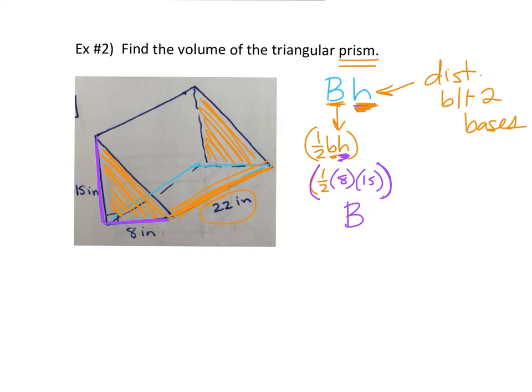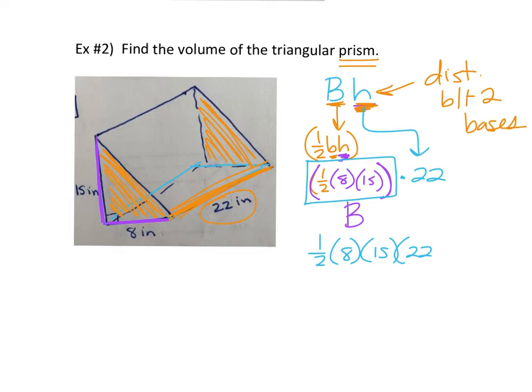So we're gonna do the area of the base, which is this, okay, that's B, times the height, which is 22. Okay, and now here's the beautiful thing, we're multiplying, and you can multiply in any order you want. So you're gonna plug in 1/2 times 8 times 15 times 22 into your calculator, and the volume of this figure will be 1,320 cubic inches.